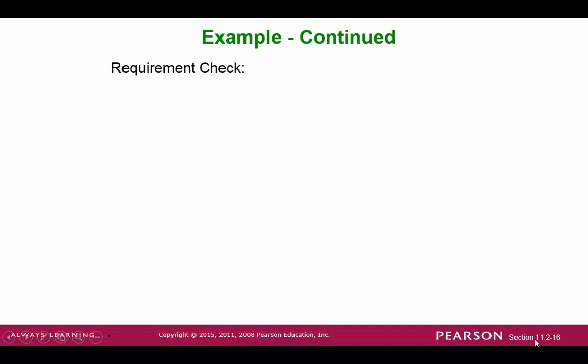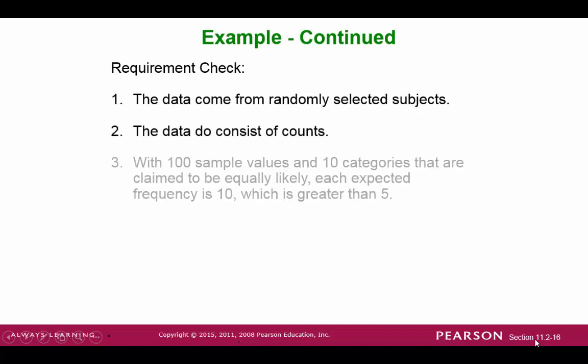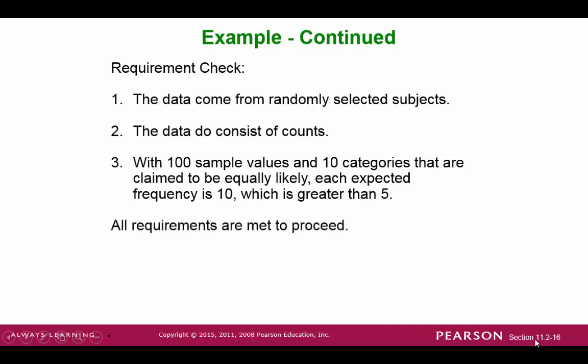So let's do the requirement check. The data come from randomly selected subjects. The data consists of counts, and with 100 samples and 10 categories claimed to be equally likely, each of the expected values should be greater than 5. And so all the requirements are met. Let's go on and do the hypothesis test.